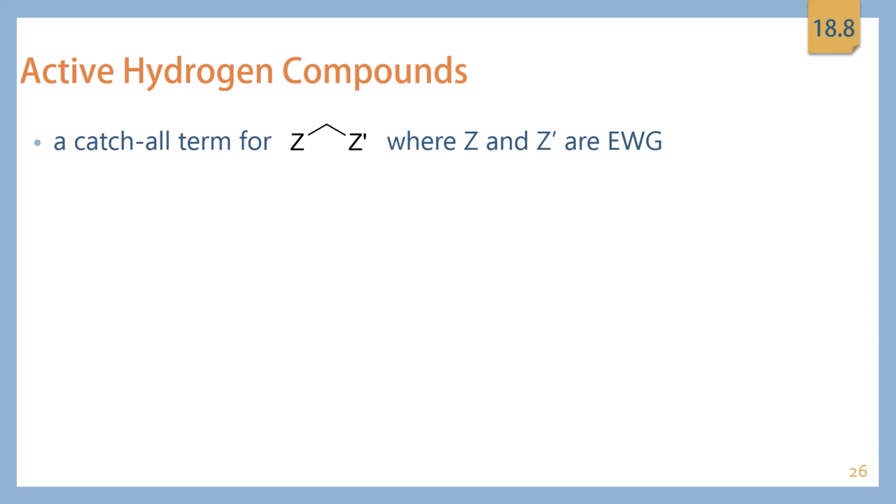So this next topic kind of gets lumped in here. It's not necessarily using esters and ketones anymore. An active hydrogen compound is a catch-all term for when you have a carbon that has 2 electron withdrawing groups on it, and they could be the same or they could be different. That's why we have Z and Z prime, and there are many different options of what these could be.